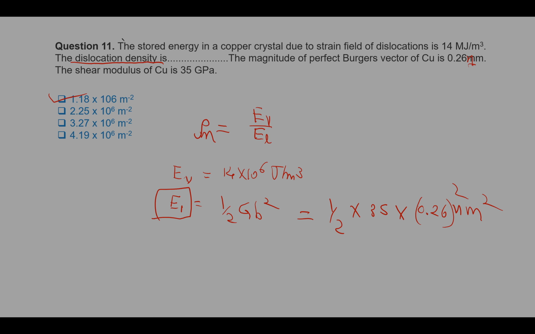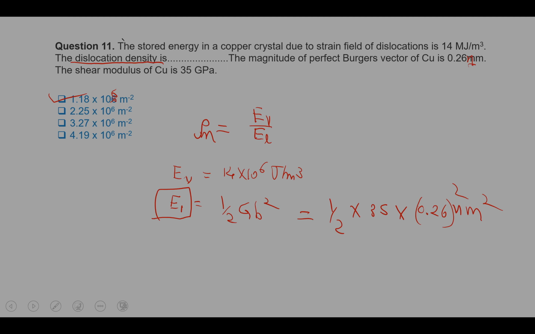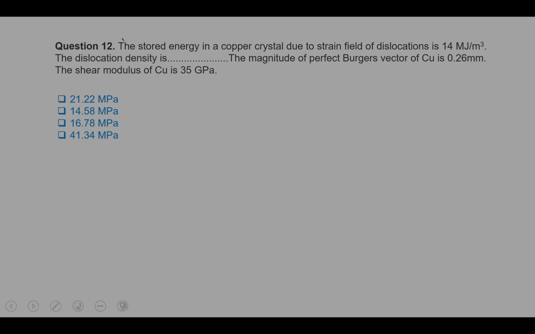Question number 1. It is in 10 to the power 6, not here. Okay. After that, the stored energy in copper crystal due to strain field of dislocation is 14 megajoule per meter cube. Sorry, why is it coming to that? I think something went wrong.